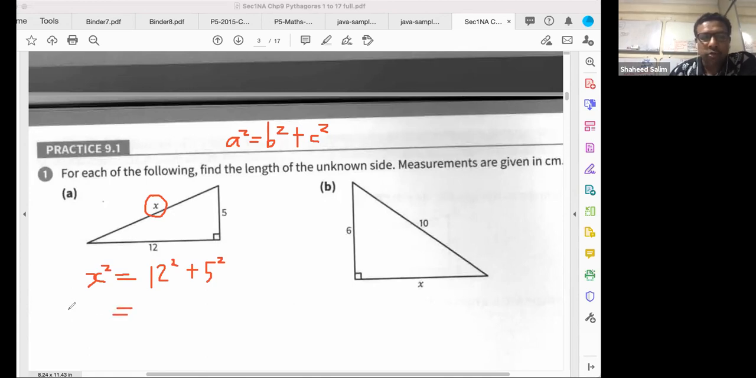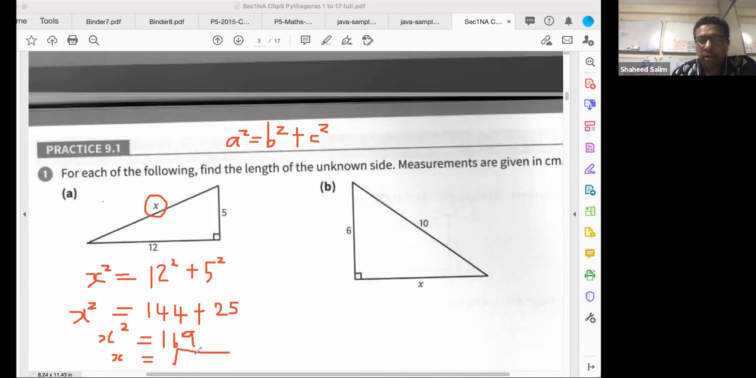So you find out now what is 12 square. 12 times 12, not 12 times 2. 12 times 12 is 144. You can use your calculator, please. 5 times 5 is 25. I think you will get 169. But 169 is not X, you know. 169 is X square. How to find X? Square root 169. You put 169 into that square root, and now use your calculator and you get the answer, which is 13.